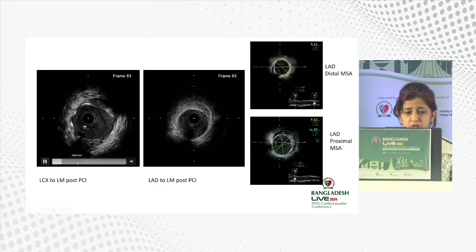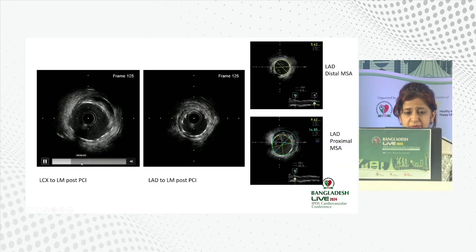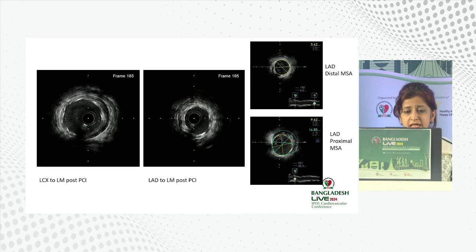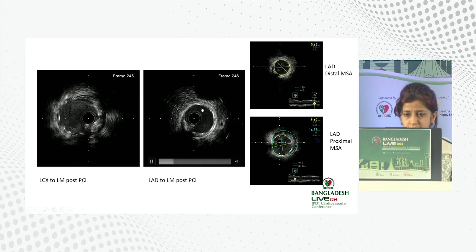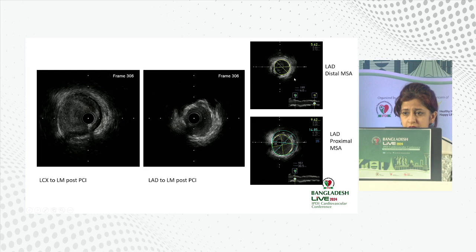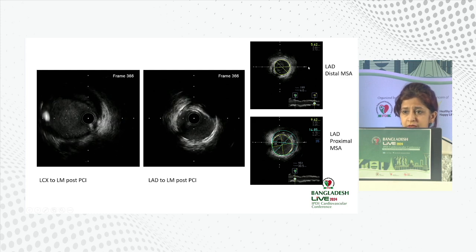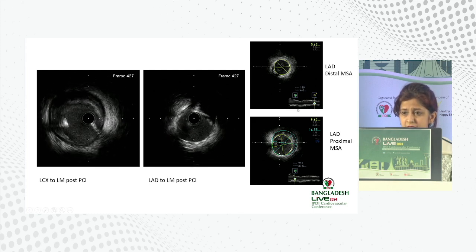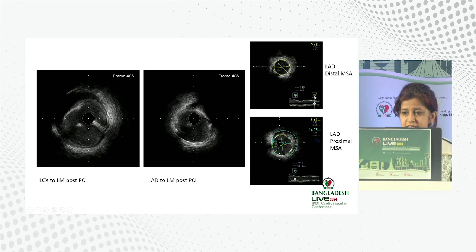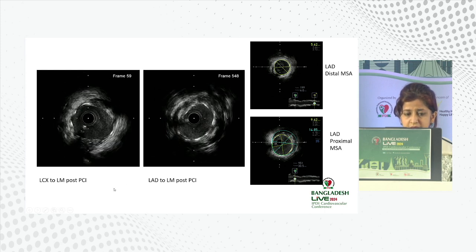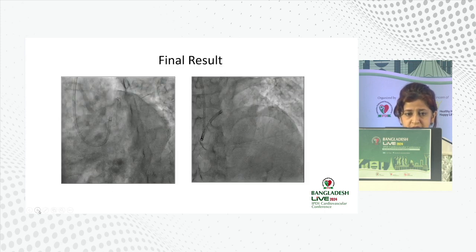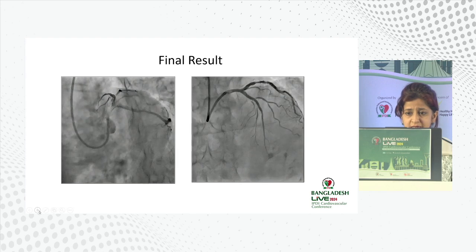So we took a view after stent placement, and stents in the SAC and LAD were well apposed, and the area of 5.6 was achieved in distal LAD, and 9.6 was achieved in the proximal LAD. And this was the final result.